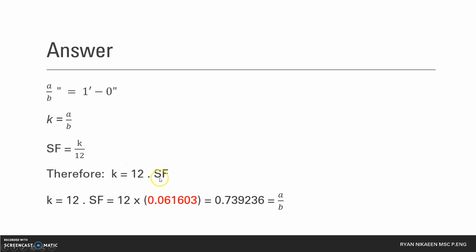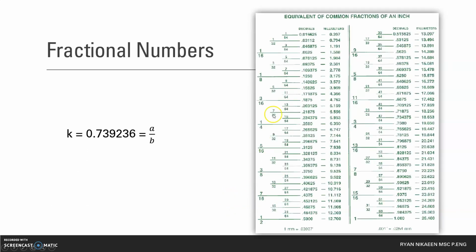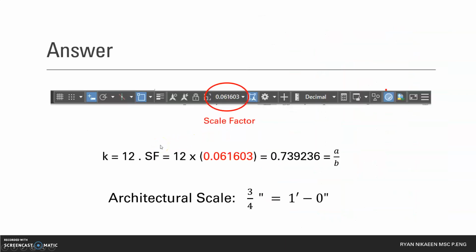And what was the K? It was A over B. So from here, I can find A over B. Once you find A over B, you can go to the chart and find the closest fractional number for that A over B. In my case, for example, for this number, it is going to be 3/4. I have to stop the video here.